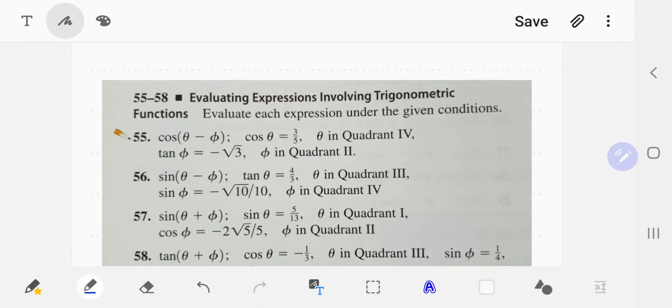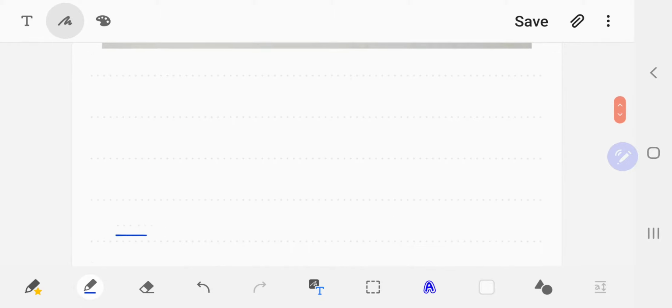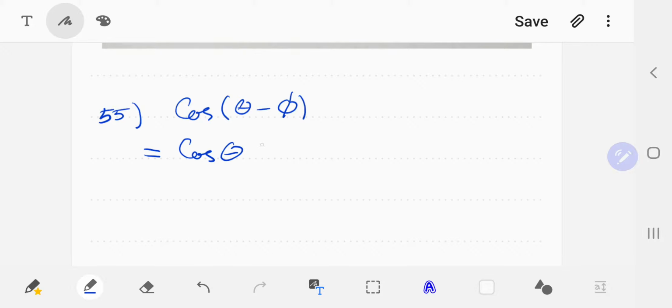So how would I do this? We have more than one way. I prefer the easy way actually. Let's say I'm going to talk about number 55. Again, what's given for us here? He's asking us to find cosine of theta minus phi. We have the formula cosine theta cosine phi plus sine theta sine phi. Now, what is given and what is missing?